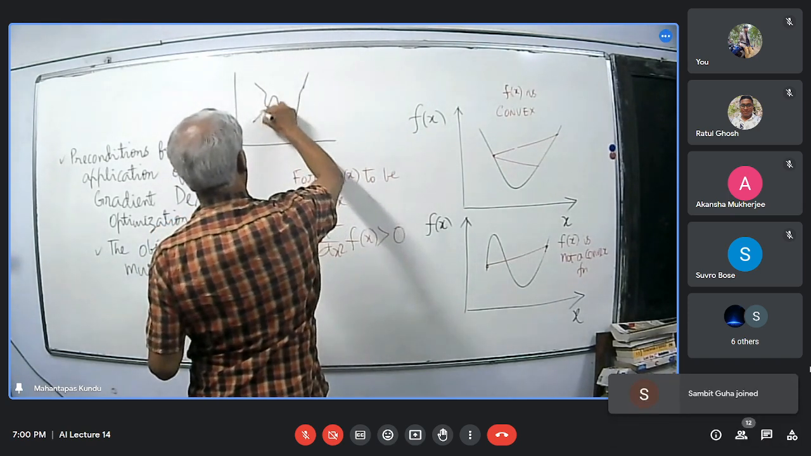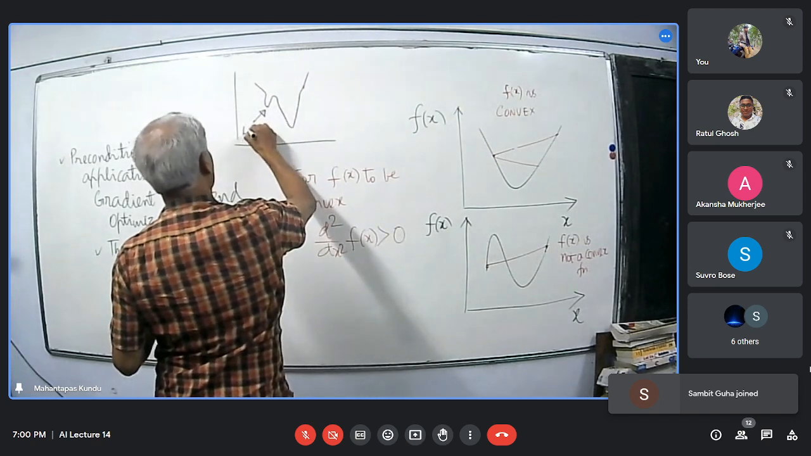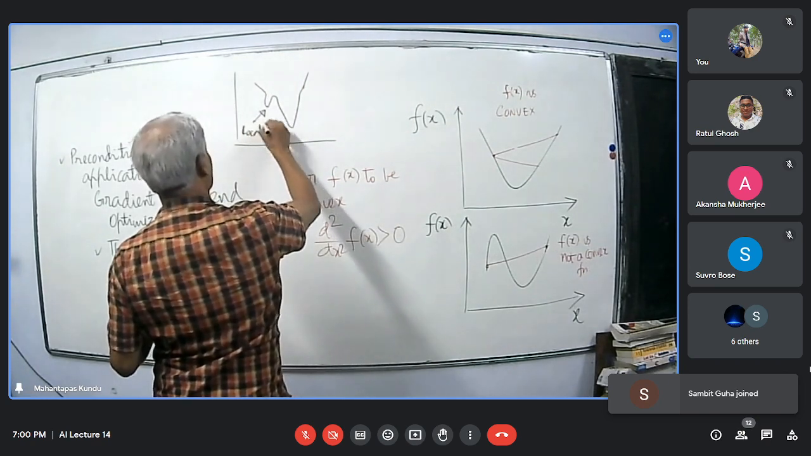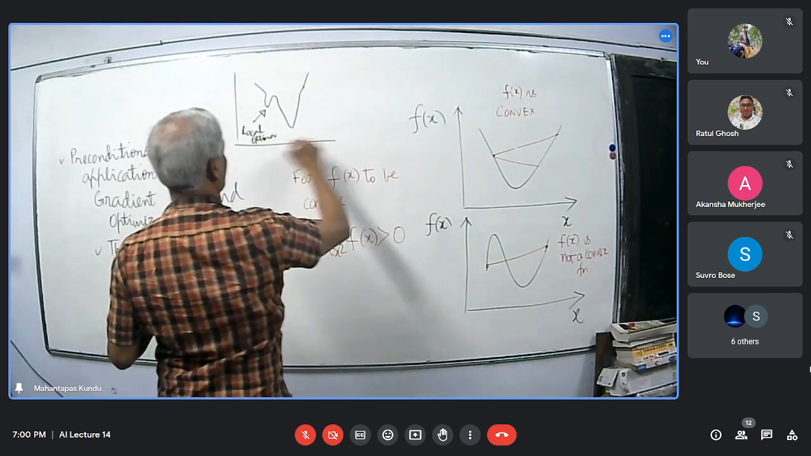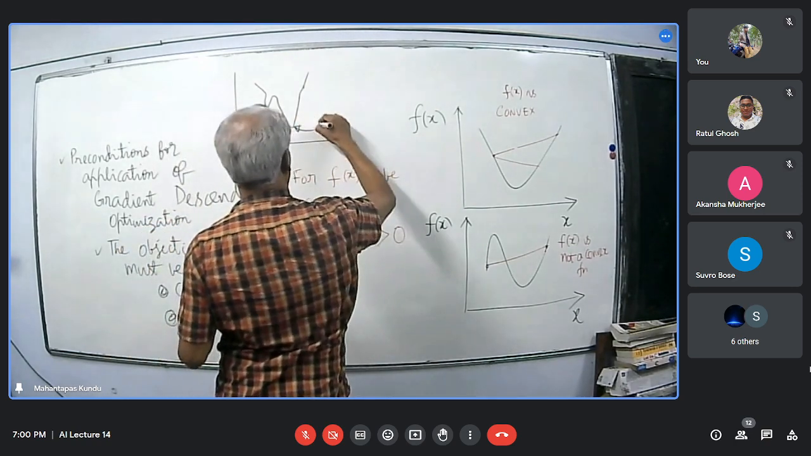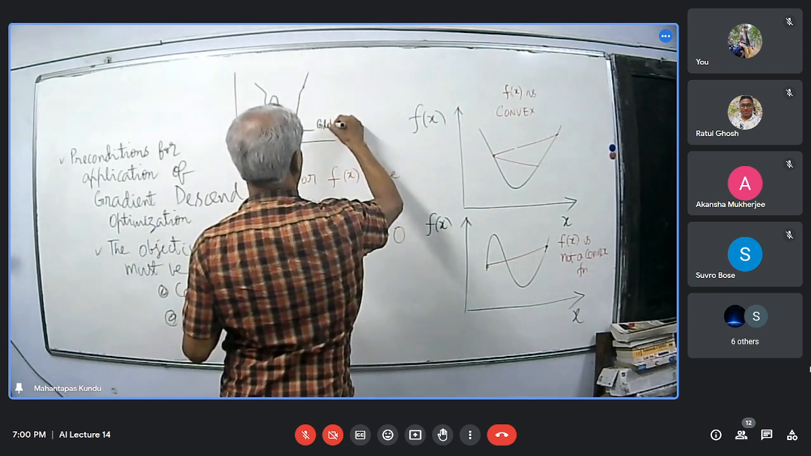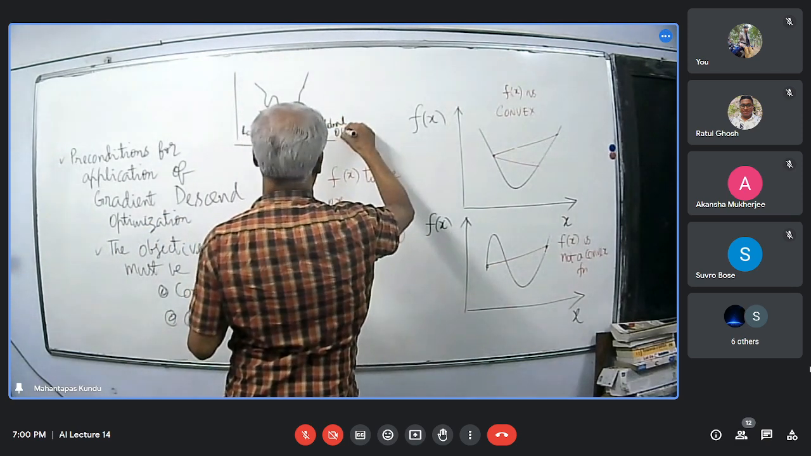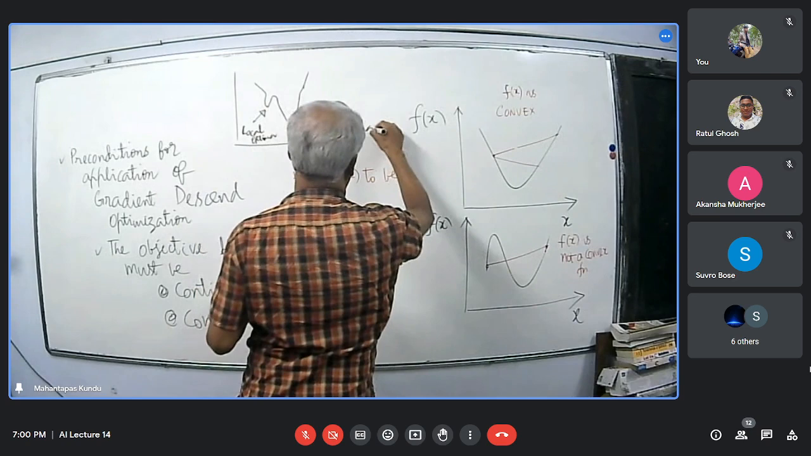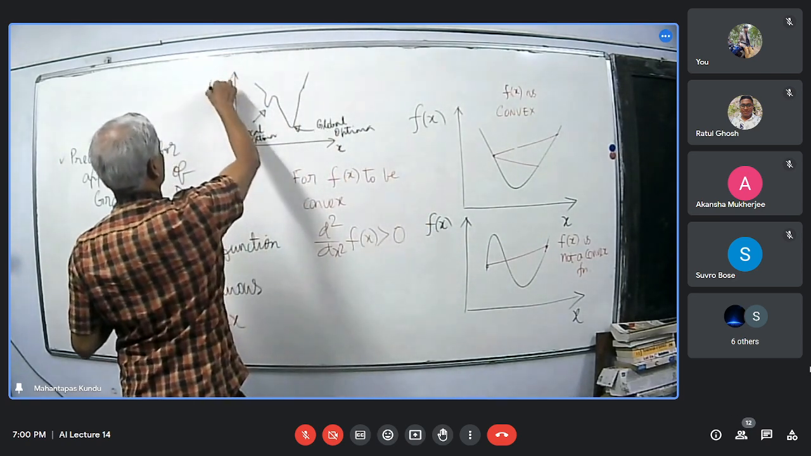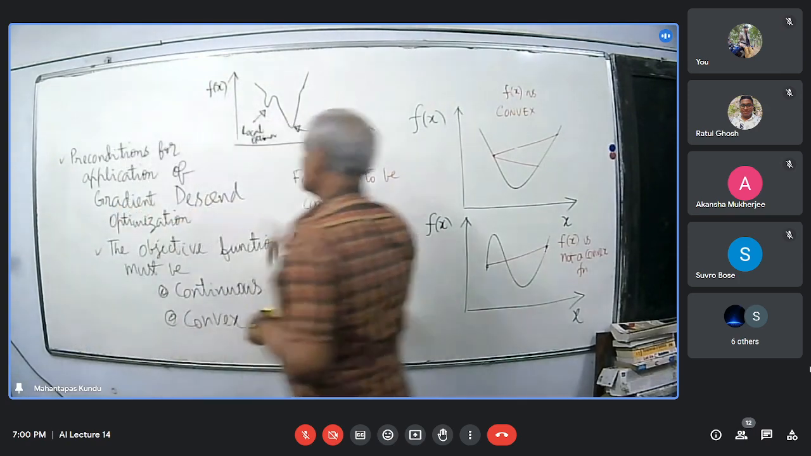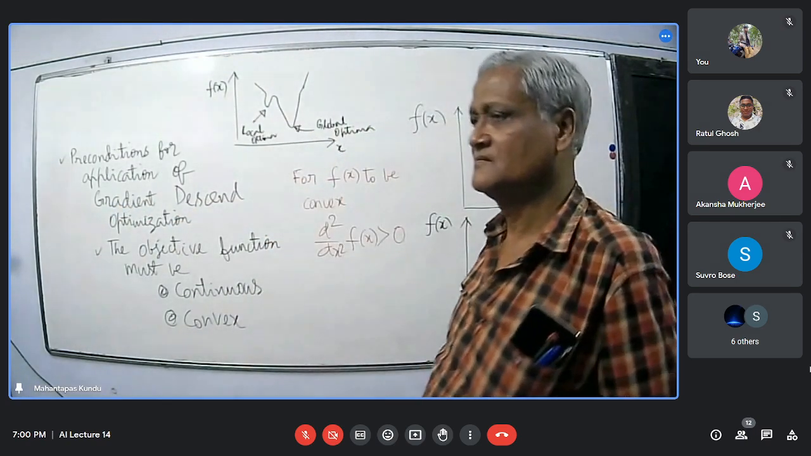This is the local optima. This is the global optima. This is x, this is f(x). Can you follow this? Yes, sir.